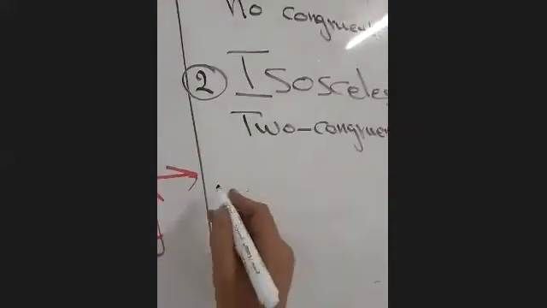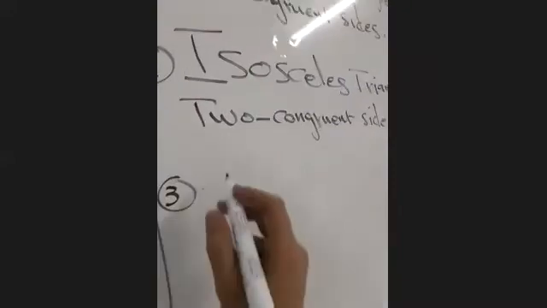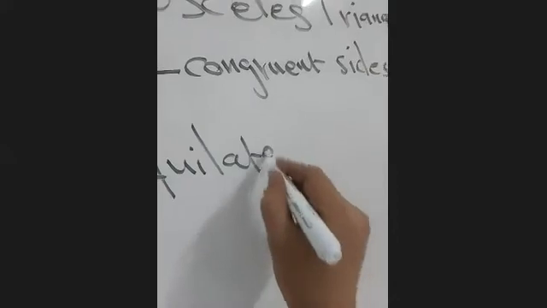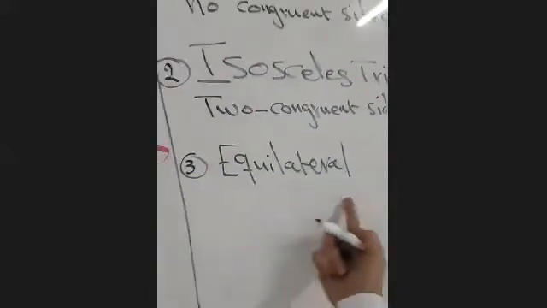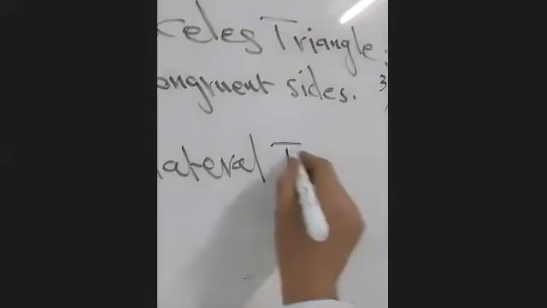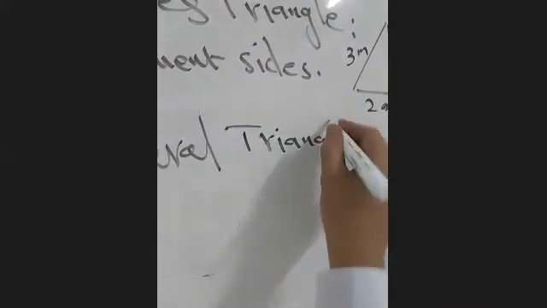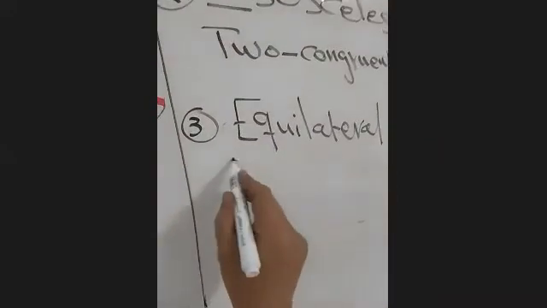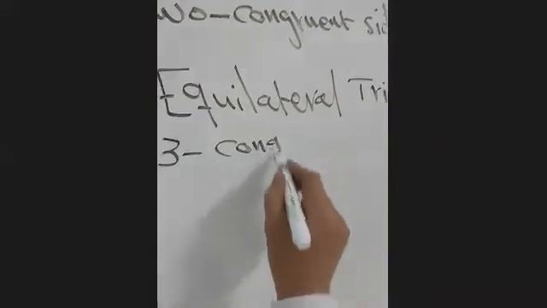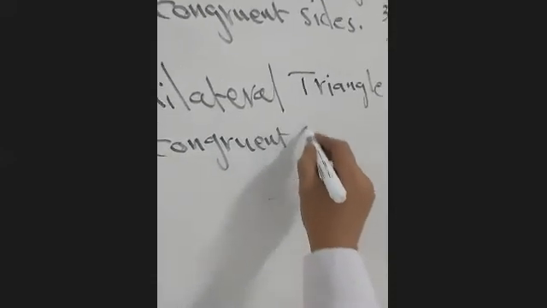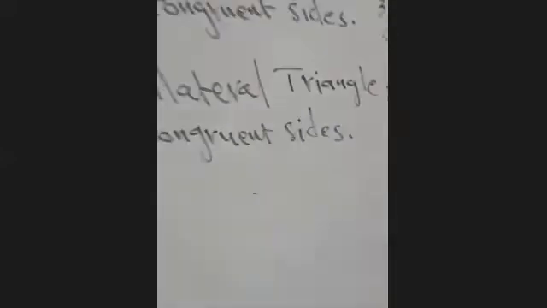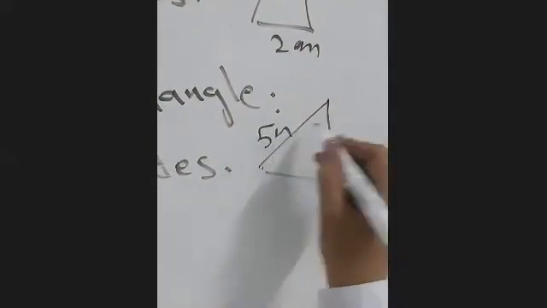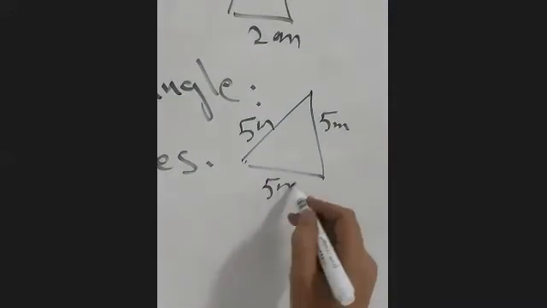Type 3, we call it equilateral triangle. In the equilateral triangle, guys, we have 3 congruent sides. Like, for example, 5 meter, 5 meter, 5 meters.